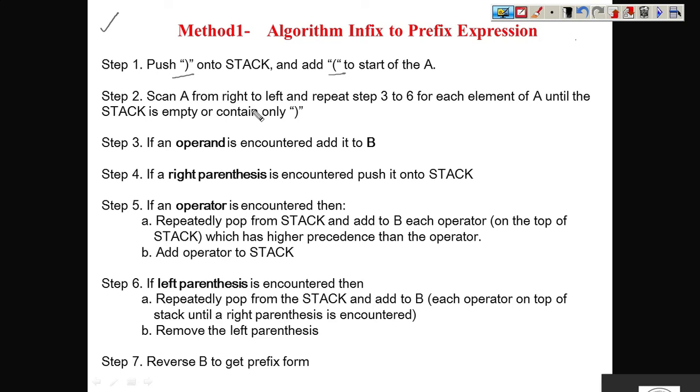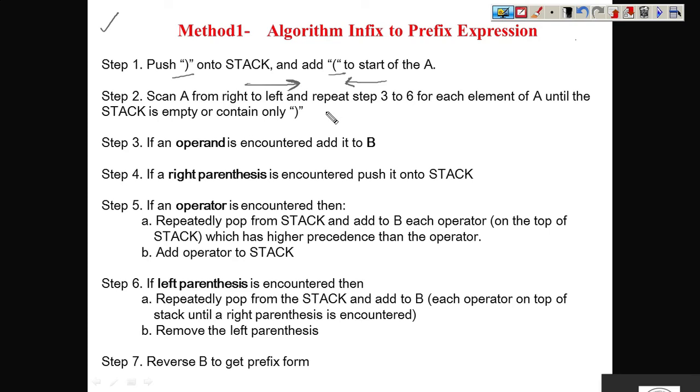In the previous case, when we were converting to postfix, we were scanning from left to right, but in the prefix we will scan from right to left. So we will scan all the characters which are there in the expression, and then we perform the following steps.